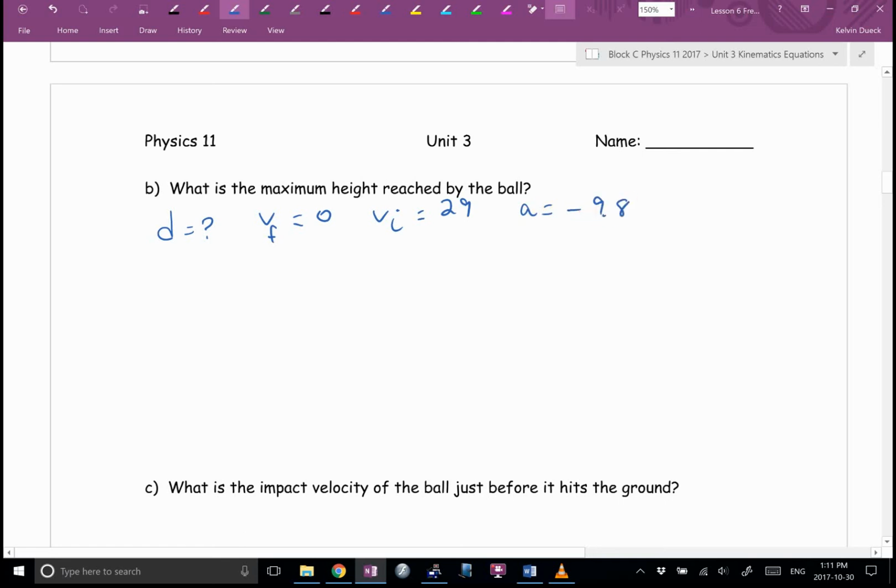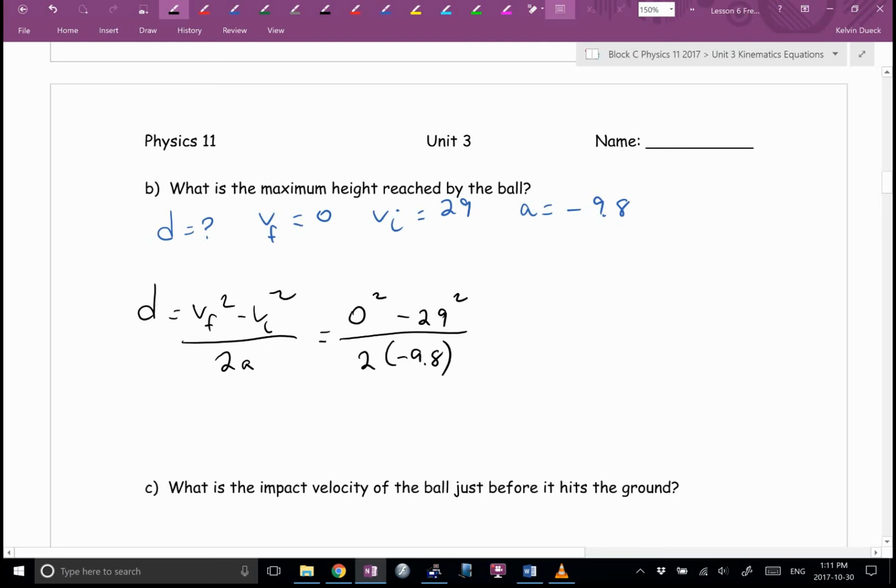Hannah, I'm looking for an equation that has a D, a VF, a VI, and an A in it. Can you get the D by itself for me, kiddo? Yeah, it's the squared one. I'll give you a hint. D equals. Yes. Yep. So it's going to be 0 squared minus 29 squared all over 2 times negative 9.8.